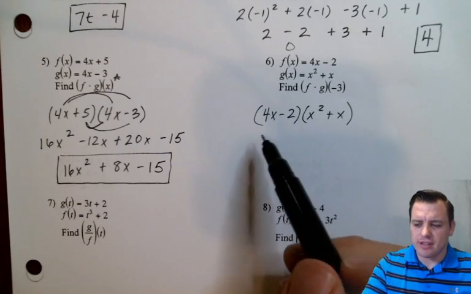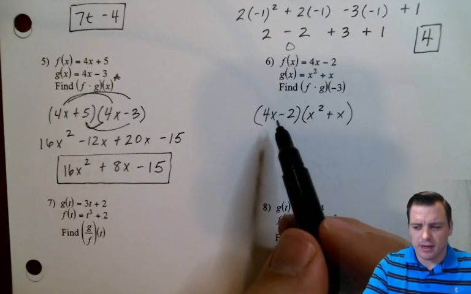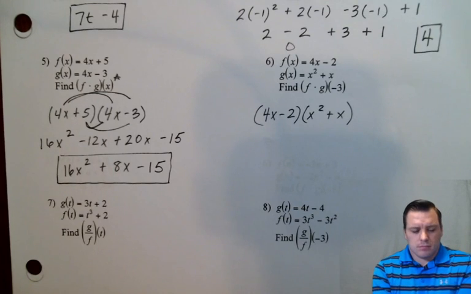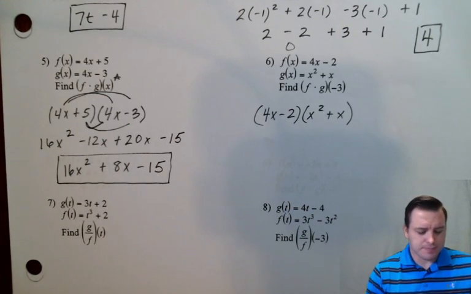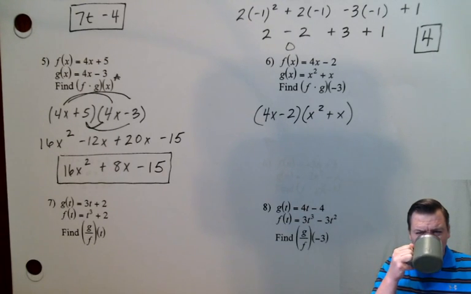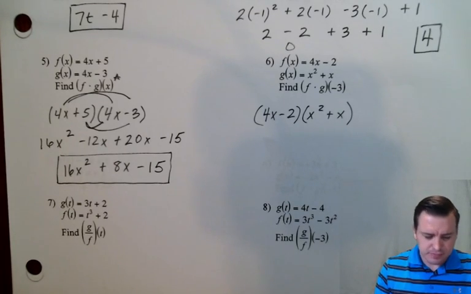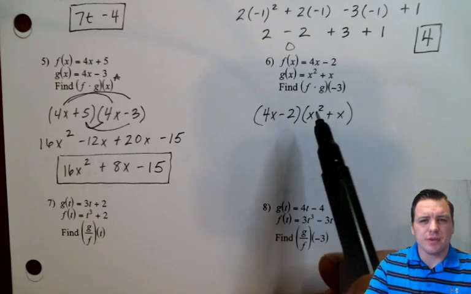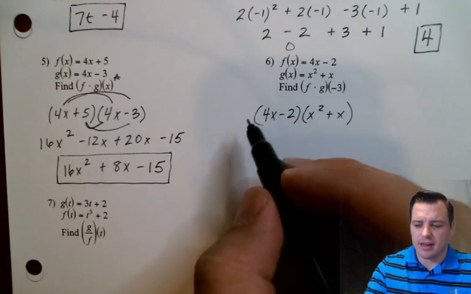Should we FOIL this and get an expression like this and then plug -3 in, or should we plug -3 in right now? Tara says plug it in. Taylor says plug it in. I agree with you all. If you go to start foiling this, you're going to get a lot of x's. So it's just best to plug it in now.